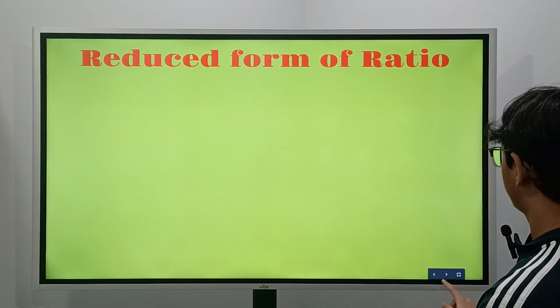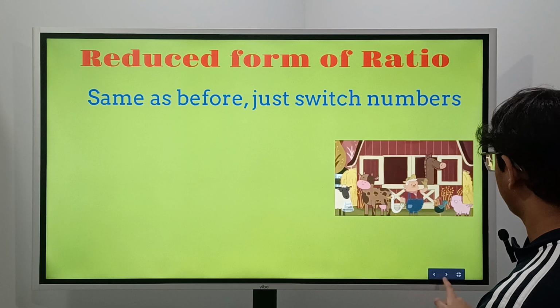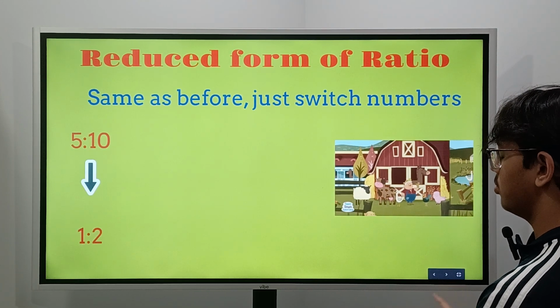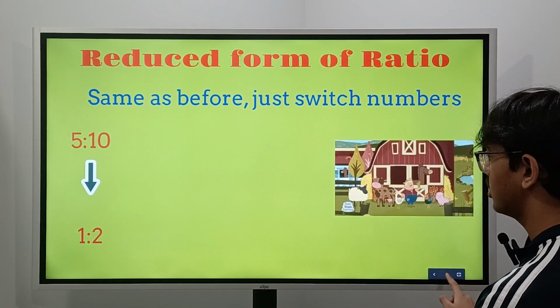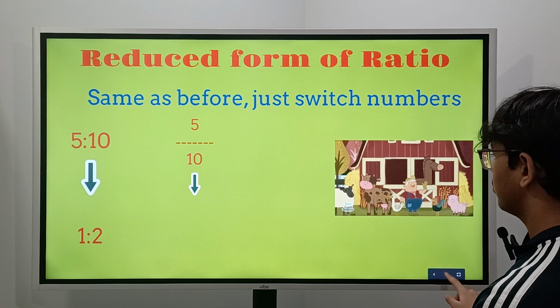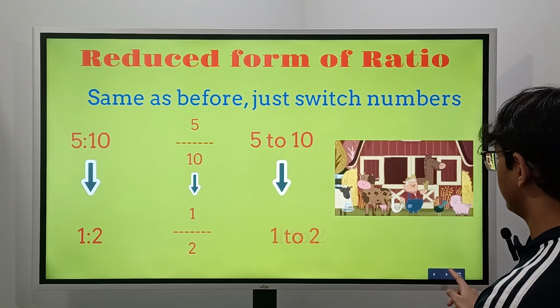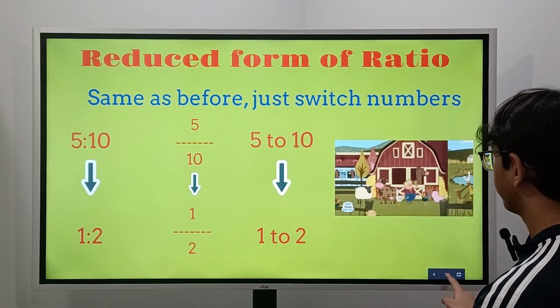Furthermore, on the reduced form of the ratio, same as before, all we have to do is switch the numbers, which is still simplifying. So we have 5 to 10. When we simplify that, we get 1 to 2. So 5 over 10, we get 1 over 2, and 5 to 10, we get 1 to 2. That's the same thing about ratio simplifying.